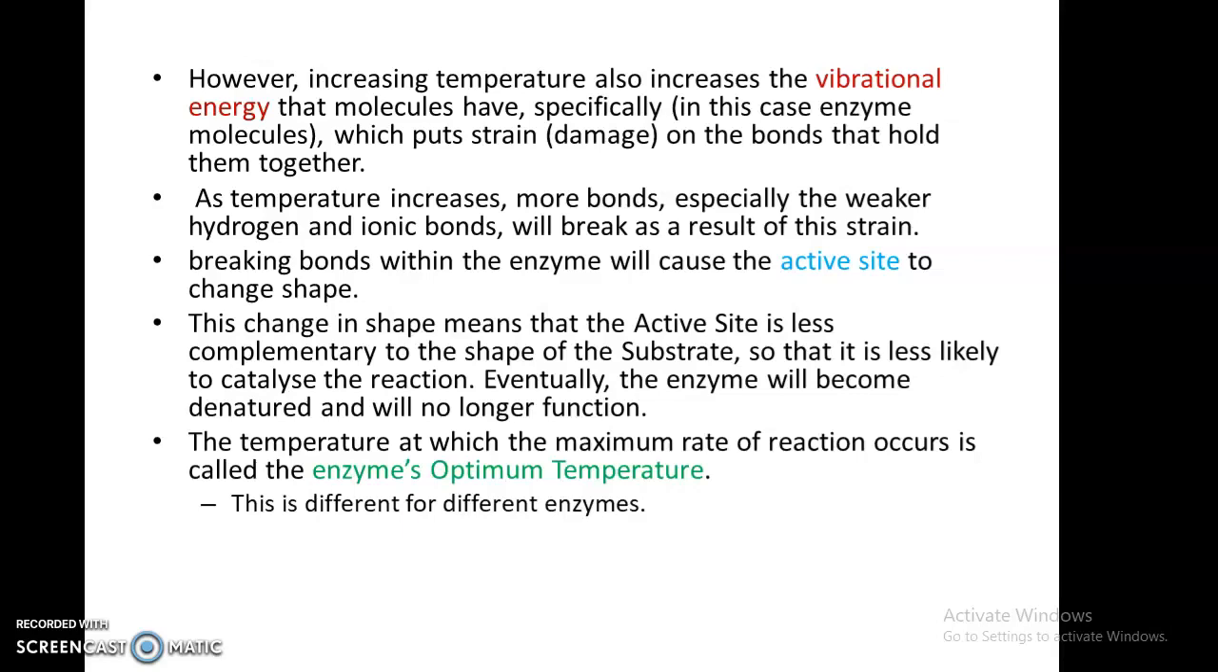This change in shape means that the active site is less complementary. Complementary means which can fit to the shape of the substrate, so that it is less likely to catalyze the reaction. Eventually, the enzyme will become denatured and will no longer function. Denature means destroyed. The temperature at which the maximum rate of reaction occurs is called the enzyme's optimum temperature. This is different for different enzymes. So, different enzymes have their own optimum temperature.